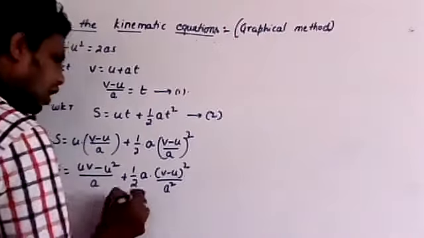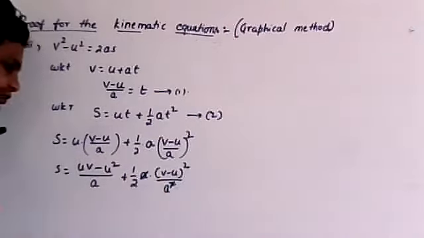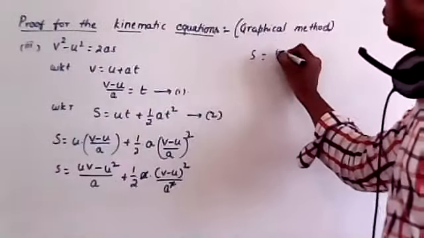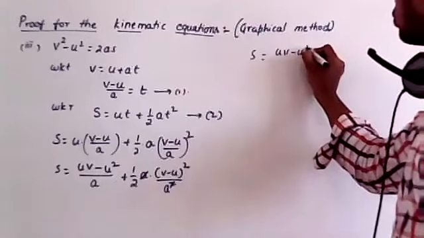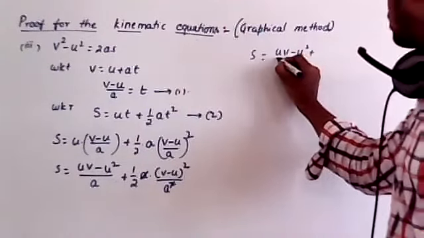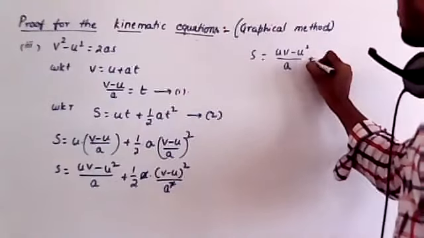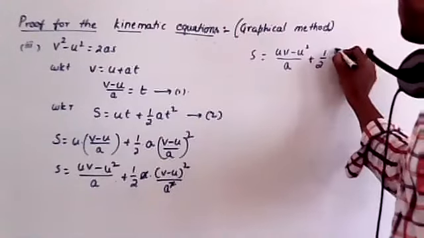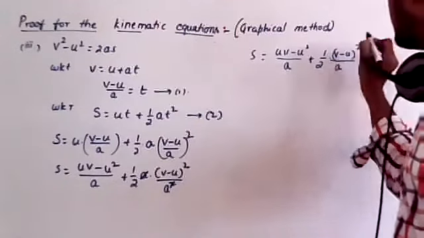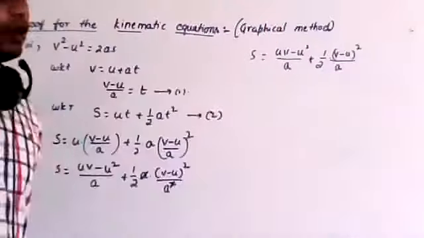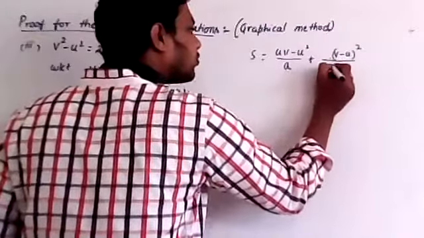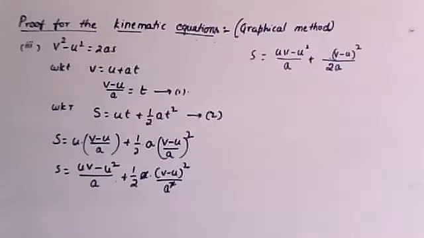Now I will cancel one a and one a here. If I cancel a and a, then we have s is equal to uv minus u square divided by a. Are you clear? Plus 1 by 2 into v minus u whole square divided by a. Or else I can write like this also, v minus u whole square by 2a. Understood?